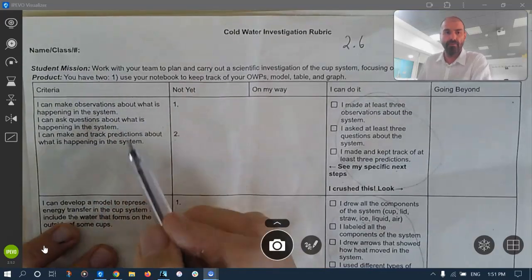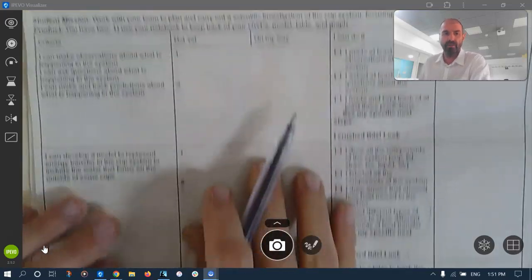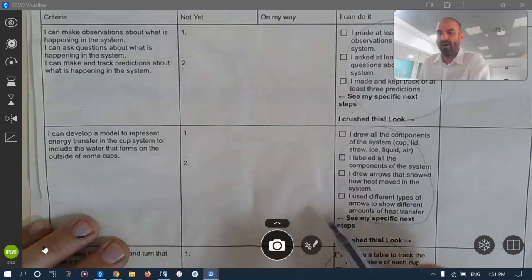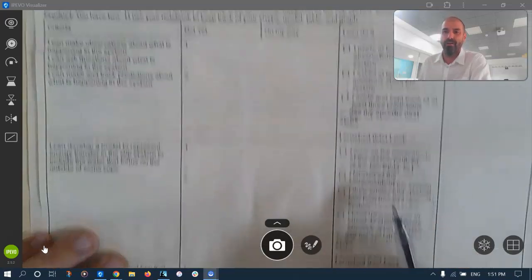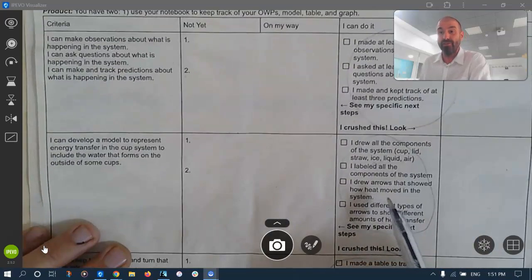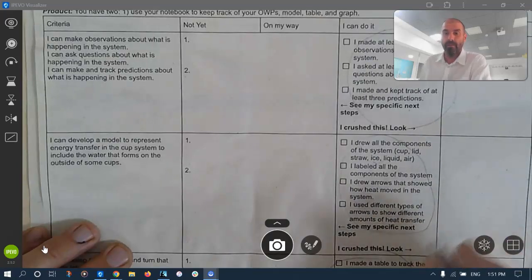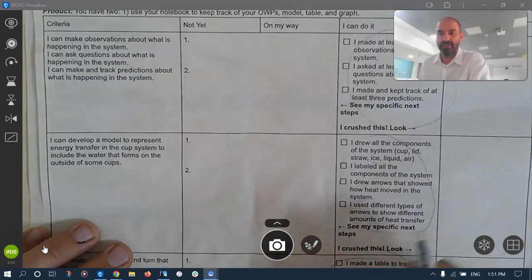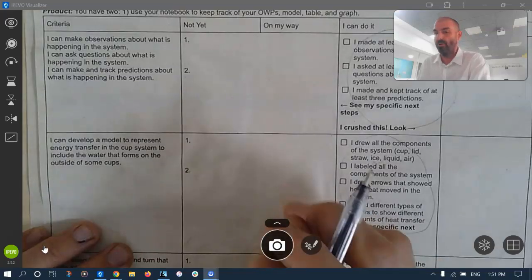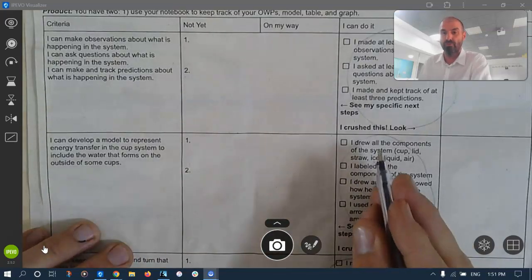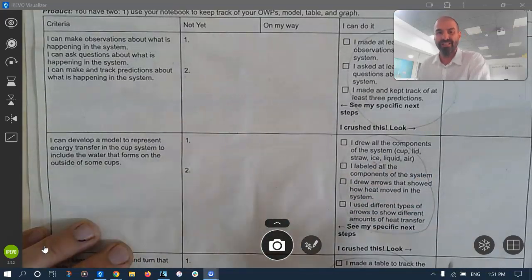So you do that for the observations, questions, and predictions. You do that for your model. Again, all of this stuff needs to be there for you to have done it. And you had to have actually done it in your notebook. Looking at some people's, you just circled it and I talked to you and you're like, well, I did it in my mind. No, this is like you drew. See, I drew it, I labeled. So like you did these things.